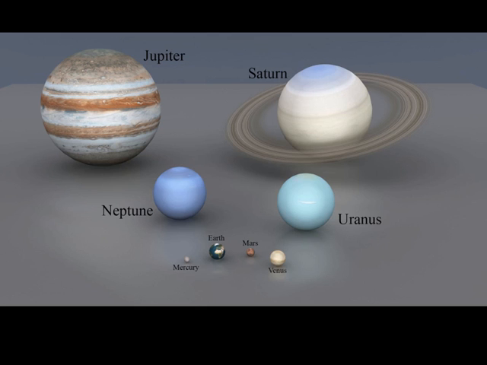Here's a great picture of all the planets, all 8 planets. If you look at Mercury, Earth, Mars, and Venus, you can see how much smaller they are than Jupiter, Saturn, Uranus, and Neptune. It's important to remember that the terrestrial planets, which are the 4 smaller ones, and the gassy planets are very different in size.